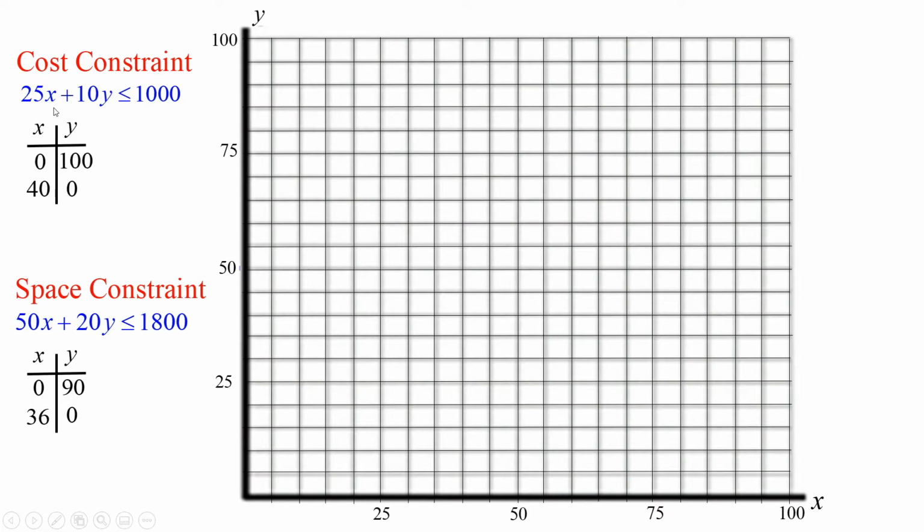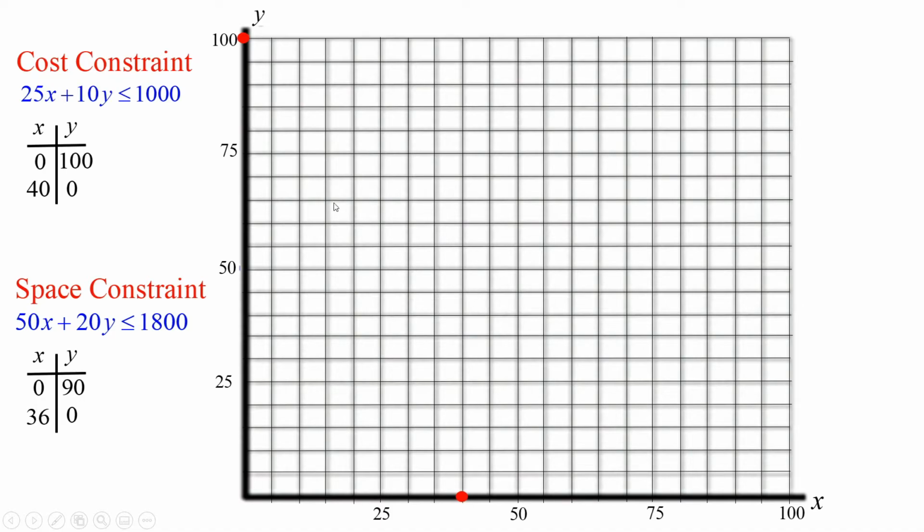The cost constraint. The y-intercept is 100, so let's go all the way up to y equals 100, and the x-intercept is 40. I don't see 40, so how do these hash marks work? Is that 5, 5, 10, 15, 20, 25? Yep. So 30, 35, and 40. There it is right there.